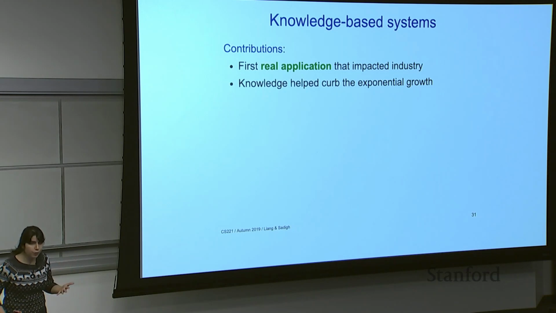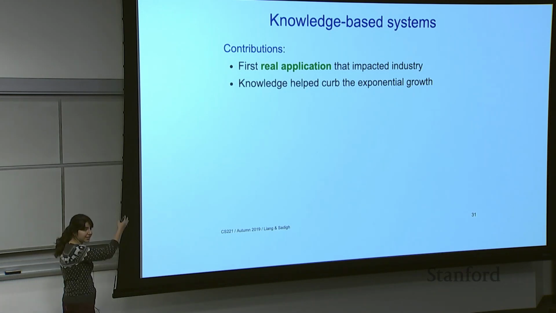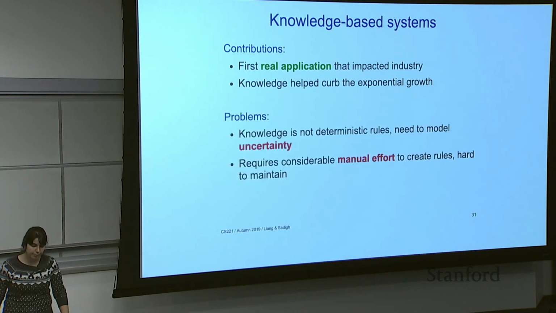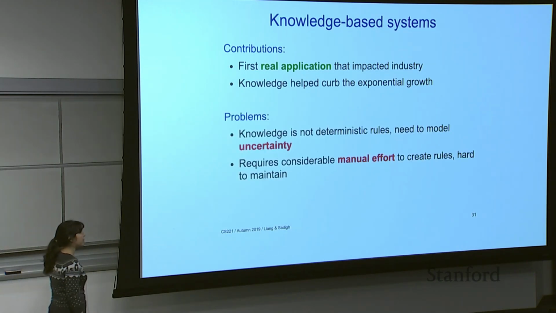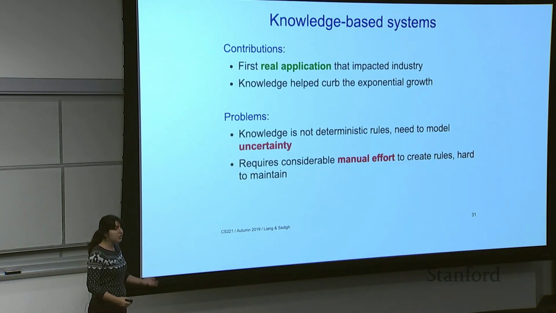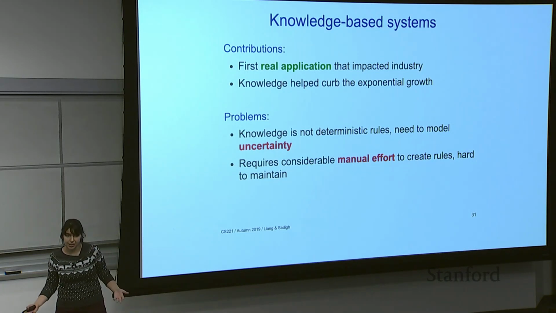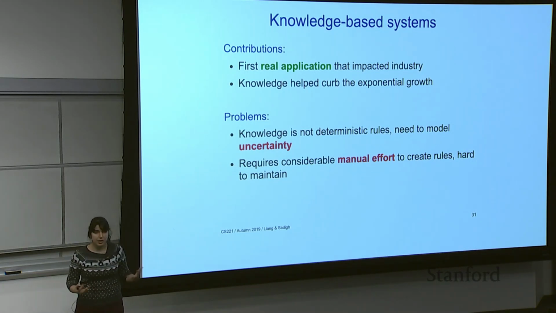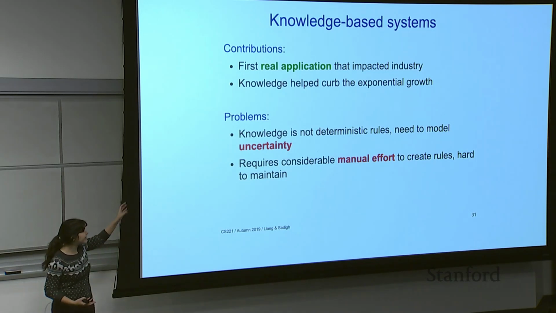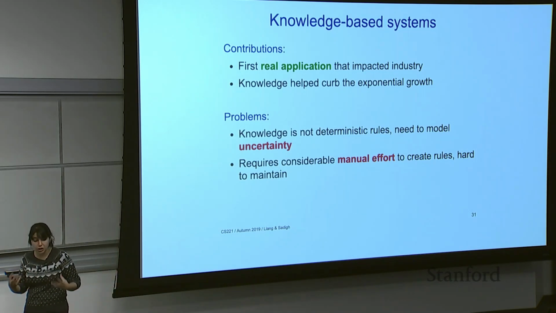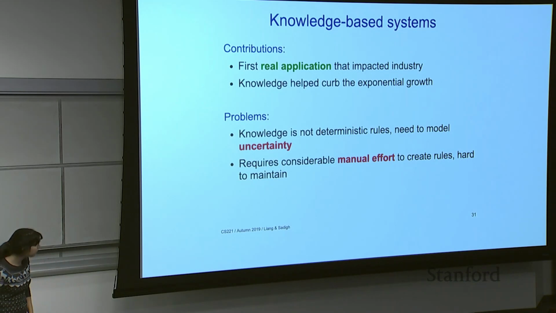But well, why didn't it work? It didn't work, right? This was the second rise, and we had another winter, the second winter of AI. So the second winter of AI came because there was a bunch of problems. One of the problems was knowledge in general. It's not deterministic, right? We have a lot of uncertainty when we think about knowledge, and these systems were not able to encode uncertainty the way we want it to be.